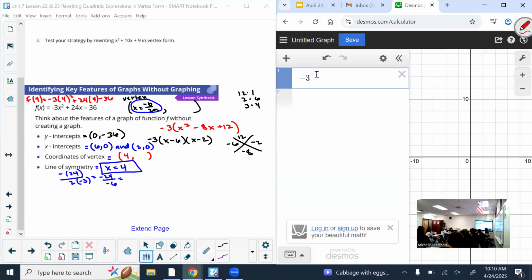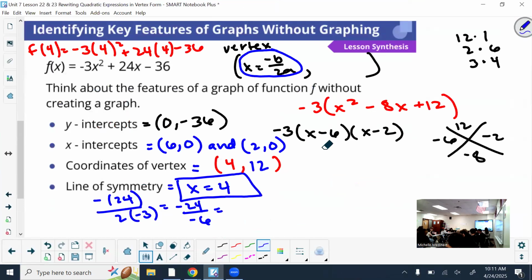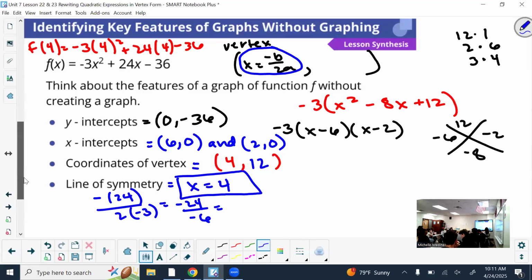All right, so -3 times 4 squared plus 24 times 4 minus 36. All right, so I get 12 for that. And that will be the y of my vertex. So if you got that without graphing, great. If you didn't, well, that's the process of how. Questions? Okay, gonna flip to the next one. So if you're a slow note taker, be a little faster.